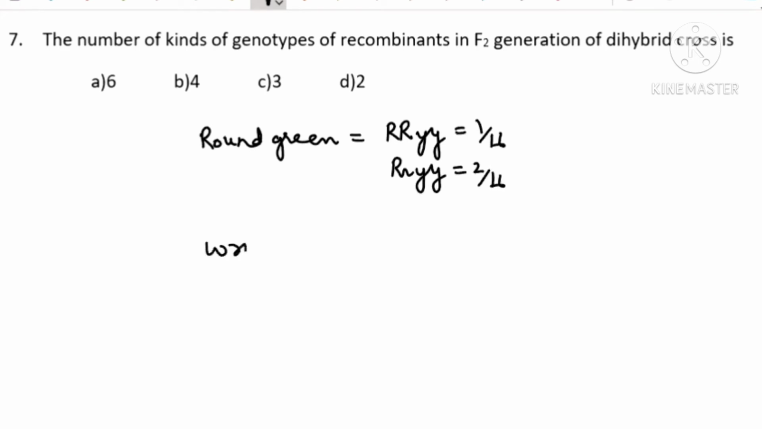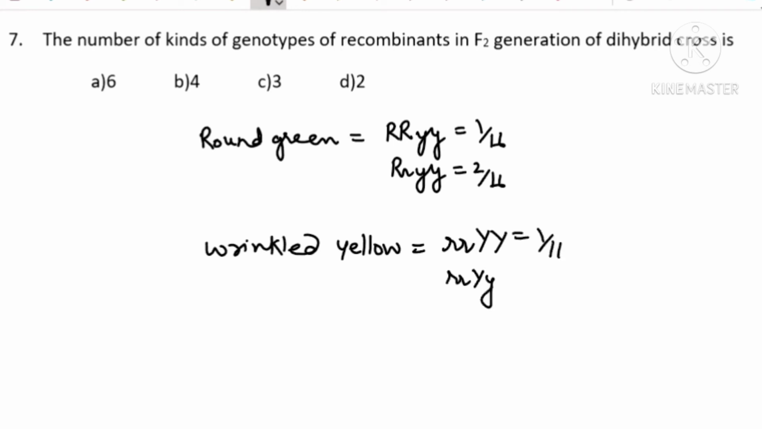Second was your wrinkled yellow. Wrinkled yellow means small r is 100% sure, but Y can be homozygous or it can be heterozygous. So here again it is 1 by 16 and this is 2 by 16. Now question is how many kinds of genotype of recombinant in F2 generation of dihybrid cross? So how many kinds they are asking? So see, this is your homozygous, this is heterozygous, again homozygous, again heterozygous. So you are getting only two types.